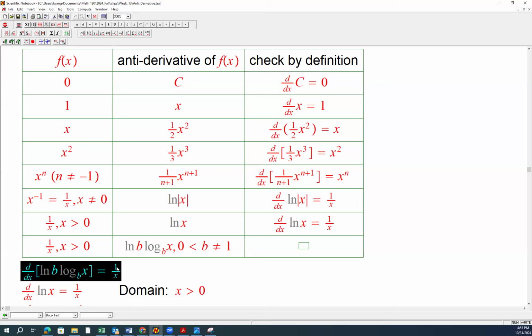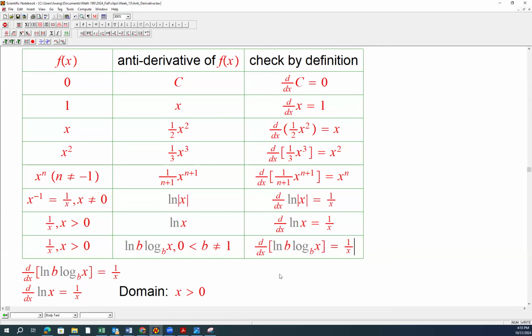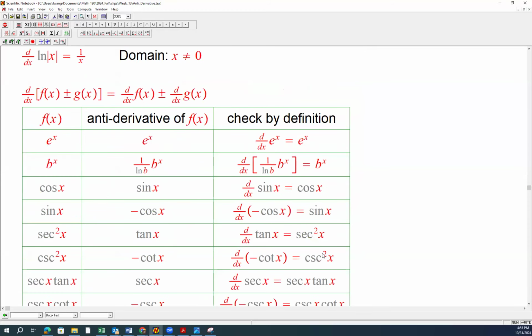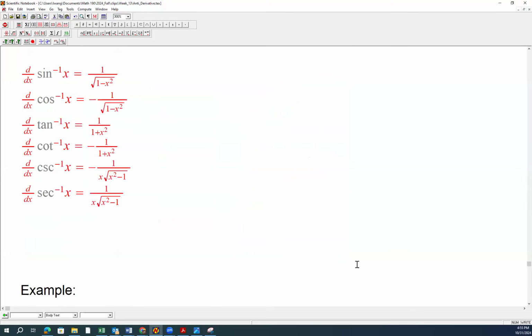And of course, the proof would be this one, because the derivative of that equals 1 over x. Okay, ln b is a constant. This is really not very much used at all, but just in case, you know how to derive it. So this is the second table, right?